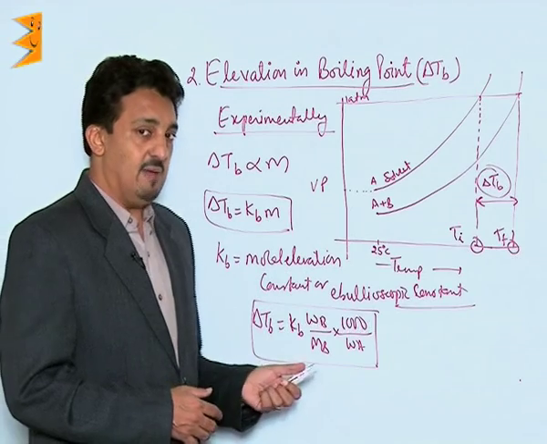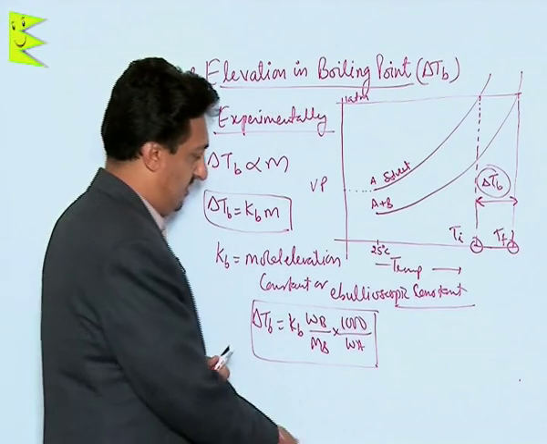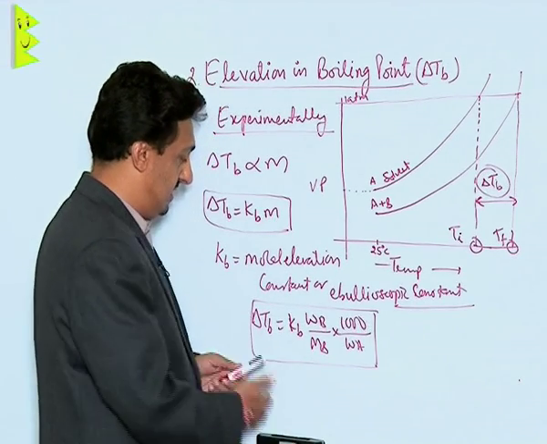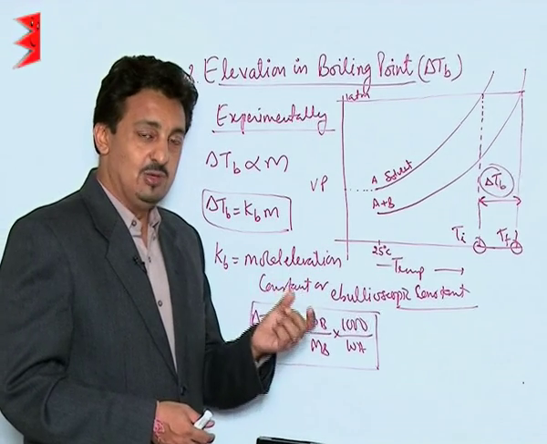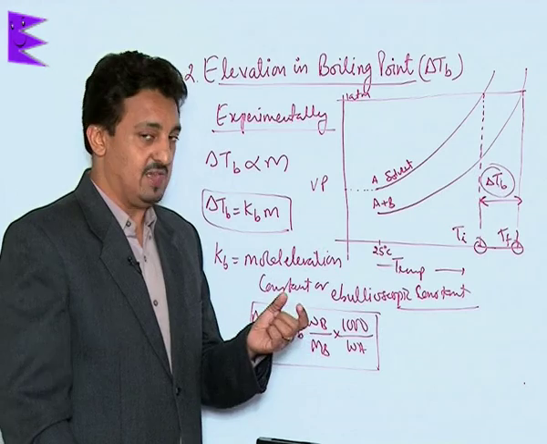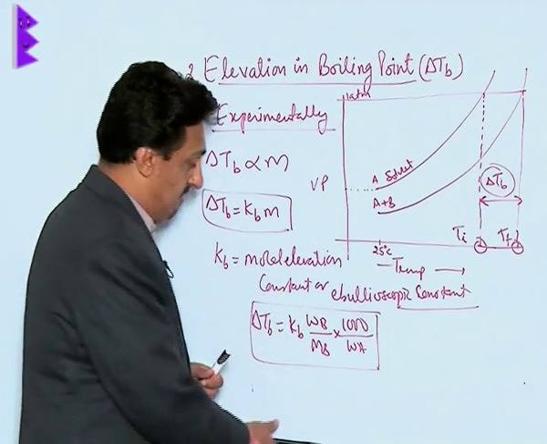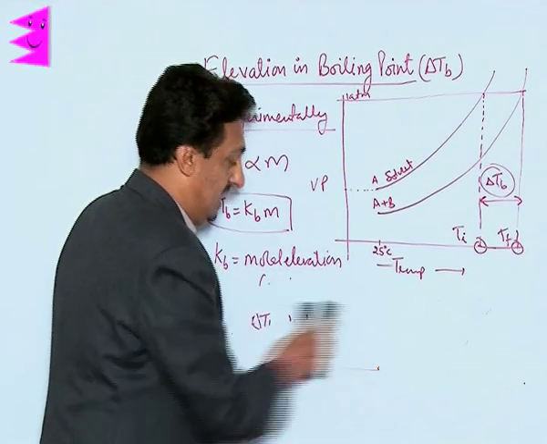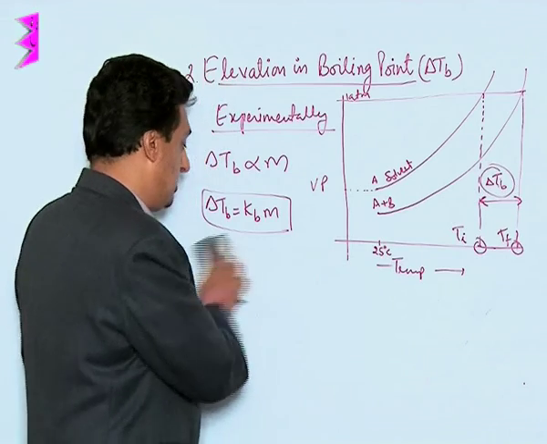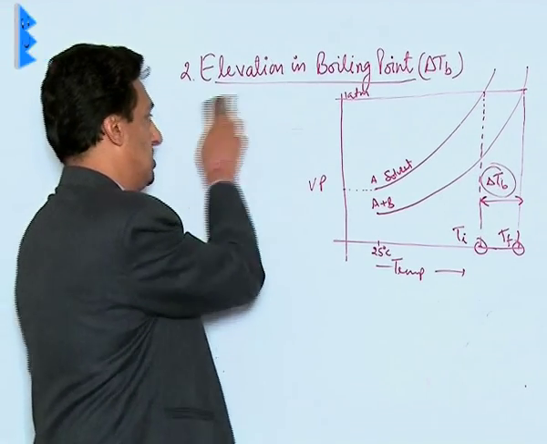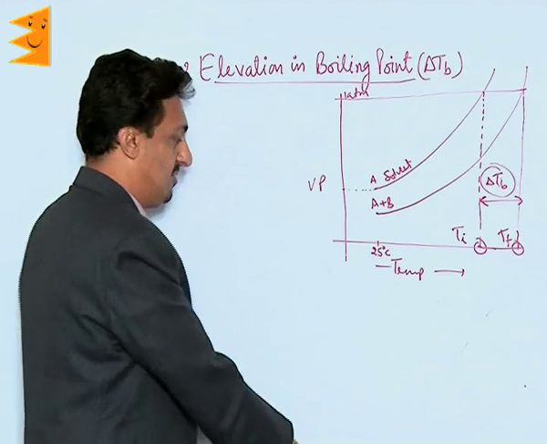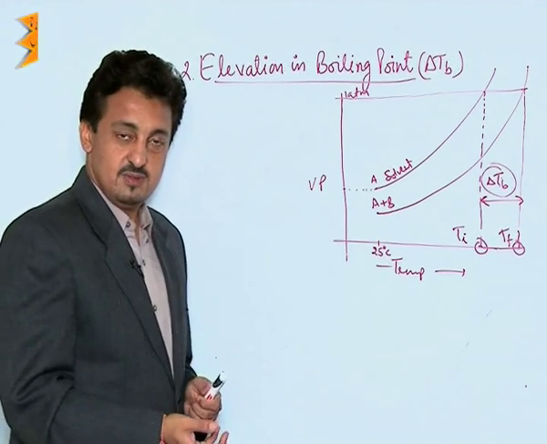Now this ebullioscopic constant, or molar elevation constant, is very important, and we need to know that every solvent has its own ebullioscopic constant value, or Kb value, because it is the interparticle forces of the solvent which determine where it will boil and how much its boiling point gets affected due to the addition of that non-volatile solute.